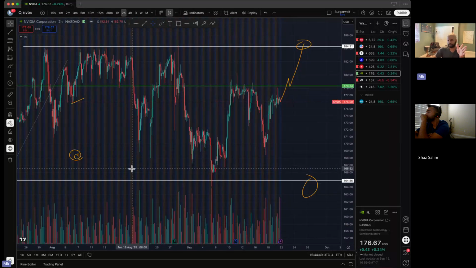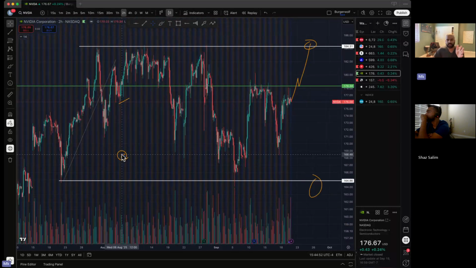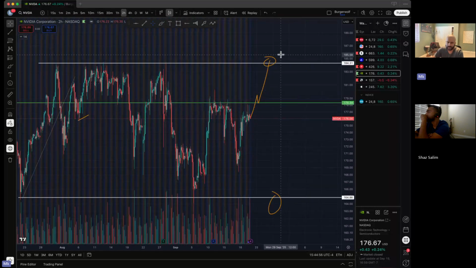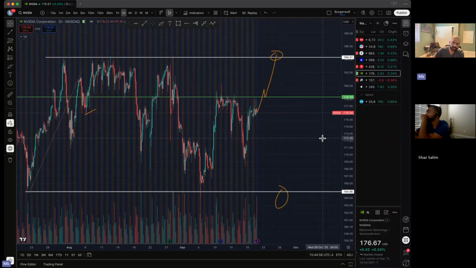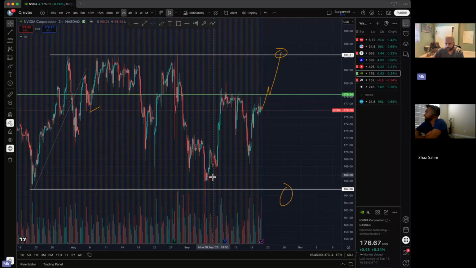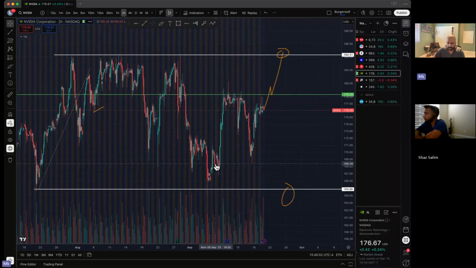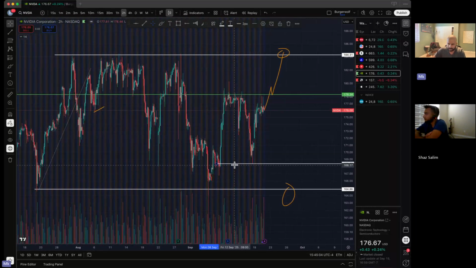So this is the range. I don't feel comfortable. This is what I was telling you the other day. I don't feel comfortable taking any position unless we're out of this range, unless you do a scalp, which would be like an internal liquidity scalp to the external liquidity zone.